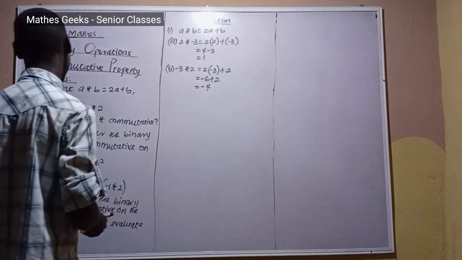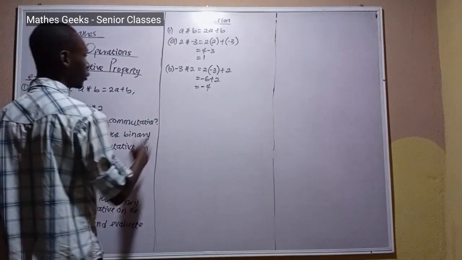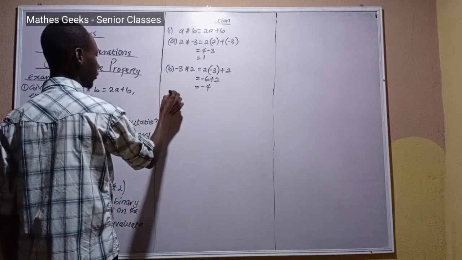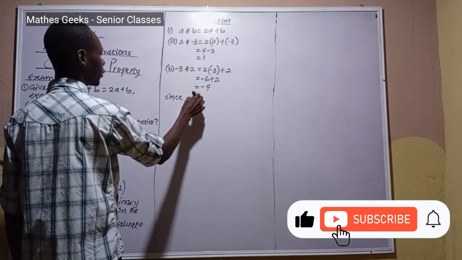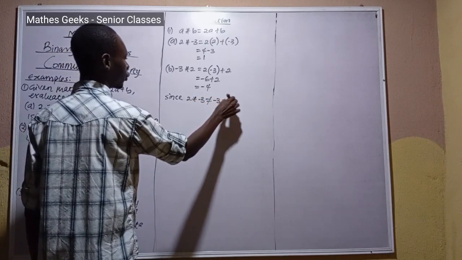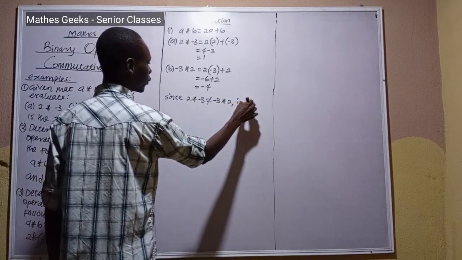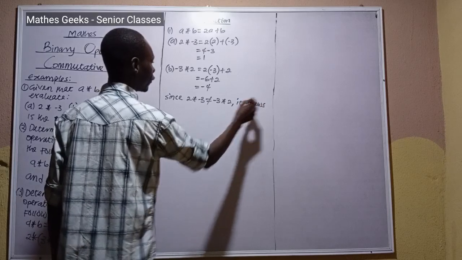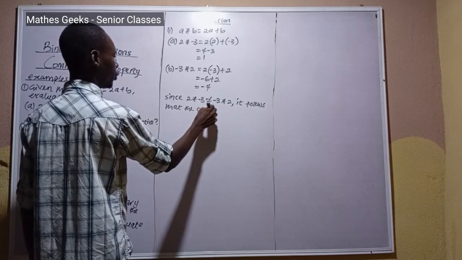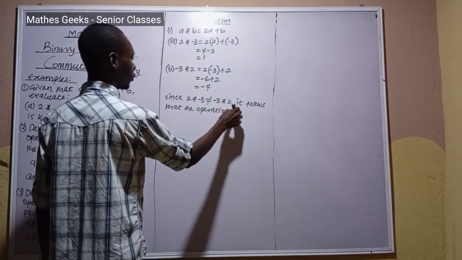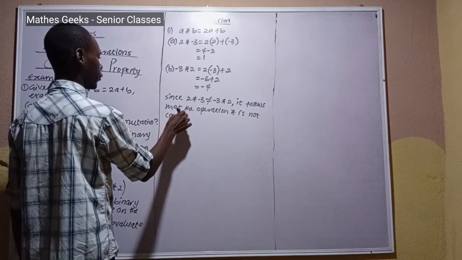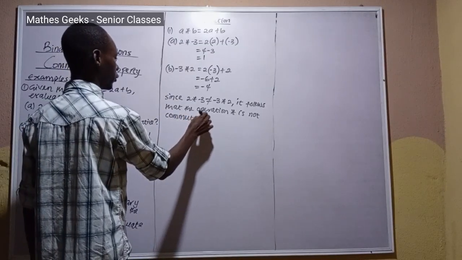So the question says, is the operation star commutative? Well, when we change the order, we should get the same result. So since 2 star minus 2 is not equal to minus 2 star 2, it follows that the operation star is not commutative. It's not commutative.